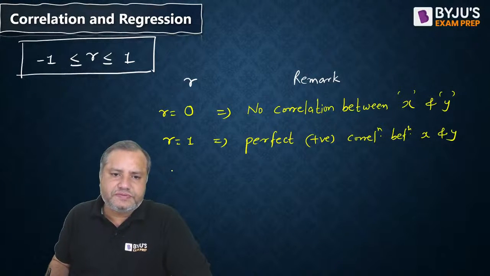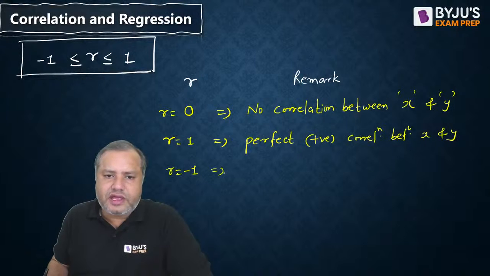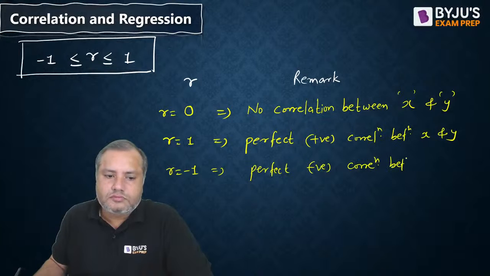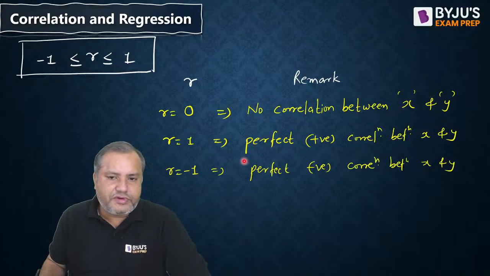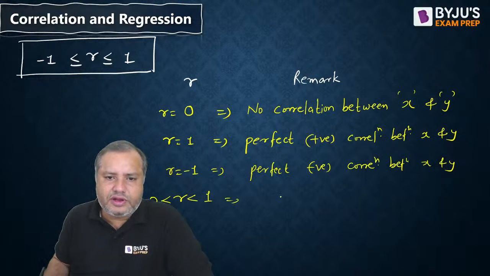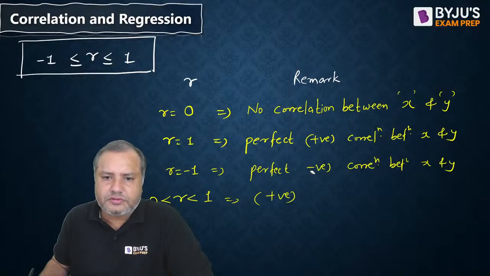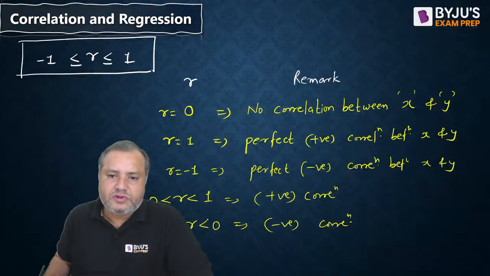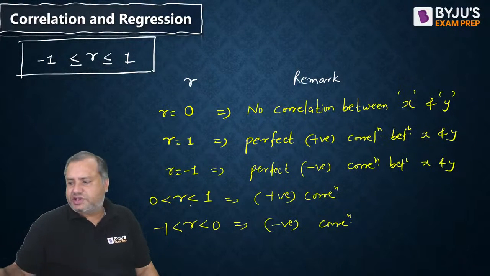Can I have your response on this? When R is equal to minus 1, then it corresponds to perfect negative correlation. Comfortable, all of you? Now, when R is lying between 0 to 1, we just say it is positive correlation. And when R is lying between minus 1 to 0, we say that it is negative correlation. So sometimes the questions can be asked directly on this table also.